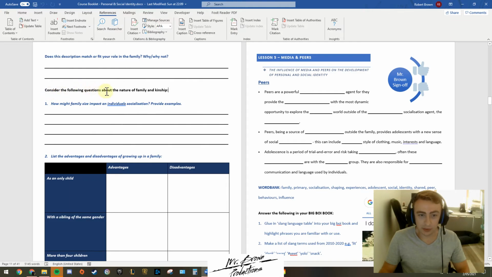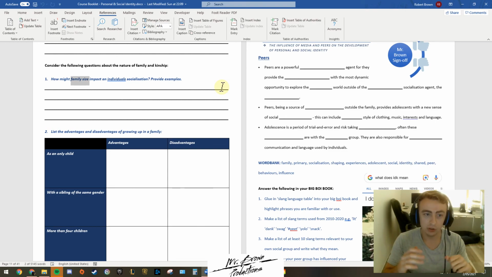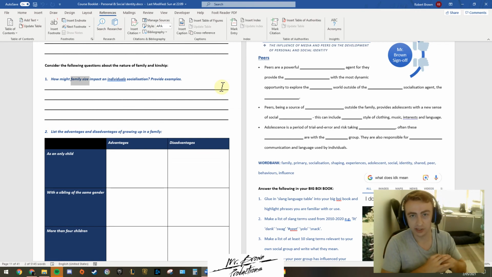After you've done that, I want you to consider the following questions about the nature of family and kinship. How might family size impact an individual's socialization? Provide examples, again filling the lines. You might look at how being an only child may impact socialization. They might have a lack of social skills because they haven't had that interaction. A common conception with only children is that they're not very good at sharing. Then you've got the dynamic of having 5, 6, 7 siblings living under one house. What impact could that have on you growing up? There could be some financial strain or burden there. You get very used to living in close quarters and loud spaces, all that sort of thing. So how does family size impact an individual growing up? Provide me some examples.